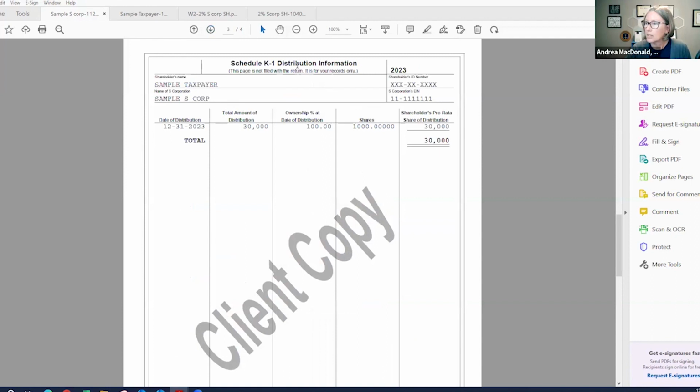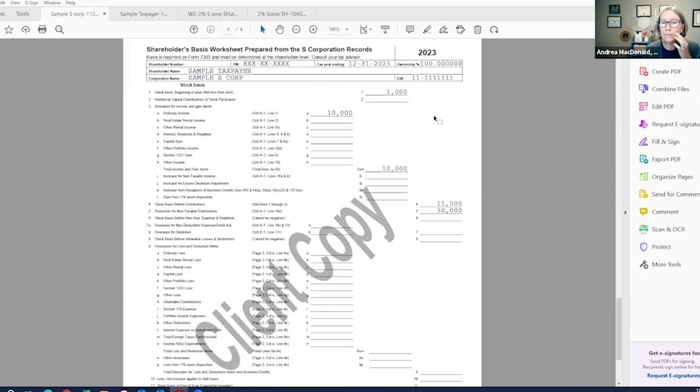In this example, and this is just the distribution sheet to show the $30,000, heading into 2023, they had $1,000 of basis. So that's what carried forward from the previous year. We add the $10,000 of net income for 2023. So now their basis is $11,000. They distributed $30,000. So 11,000 minus 30,000 is a negative $19,000.